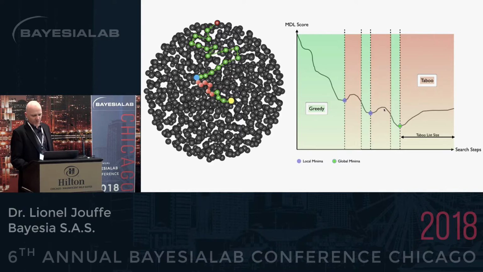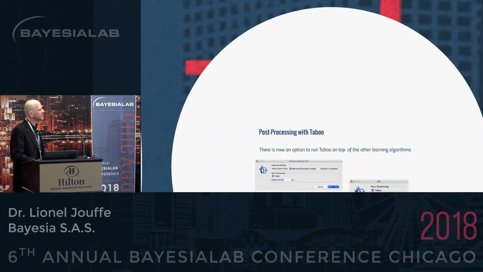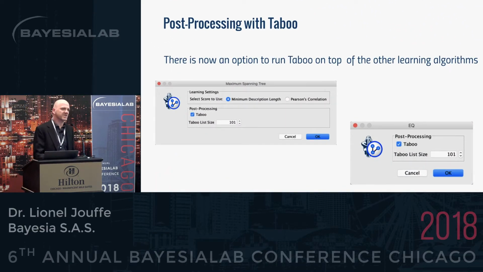In the training sessions I was doing during the last few years, I was always telling you, you have to use EQ, and then on top of EQ, use taboo, and same thing for maximum weight spanning tree. So now we have an option for that. You just check post-processing with taboo, and you are going to have the taboo search on top of the result of your current algorithm, right? This will help you escape from local minima.